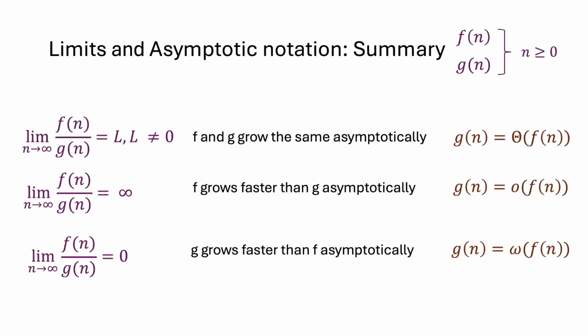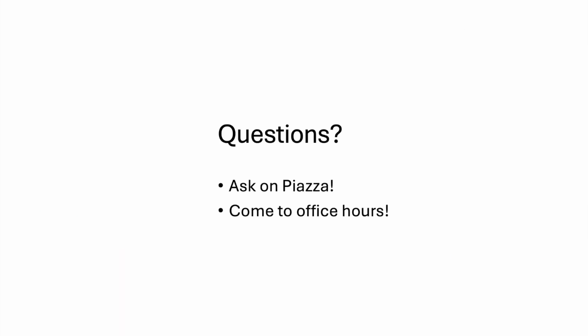And here is an overview of what we have just covered. For each of the 3 different limit values, here are its corresponding asymptotic notations we can have for positive functions f and g. This is all I have for you in part 1 on 331 background material.